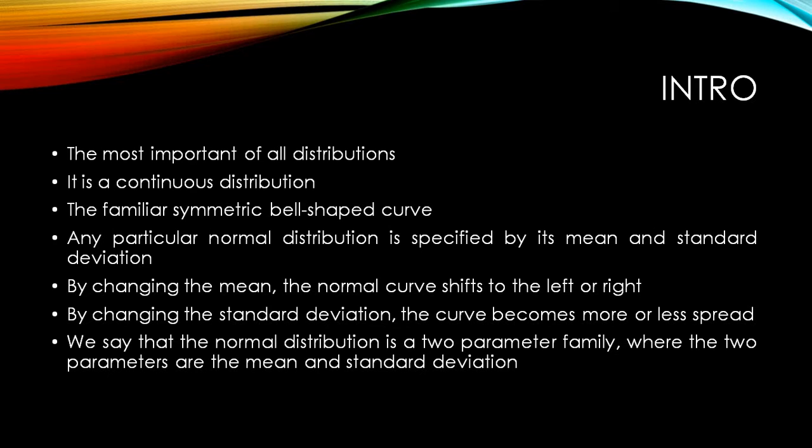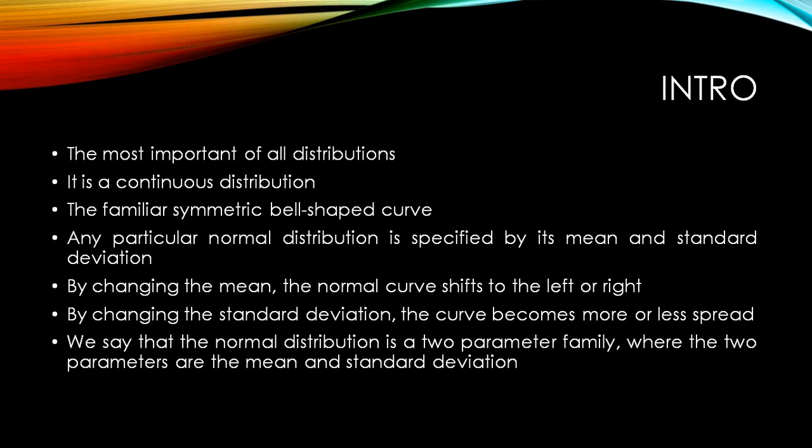The third point is normal distribution forms a symmetric bell-shaped curve. That's a very popular bell-shaped curve that we will also be discussing in one of the forthcoming slides. So the very popular bell-shaped curve is the significant or striking feature of normal distribution. Then any particular normal distribution is specified by its mean and standard deviation. These are the two parameters for normal distribution: one is the mean and the other is standard deviation. So these are the two important parameters of normal distribution.